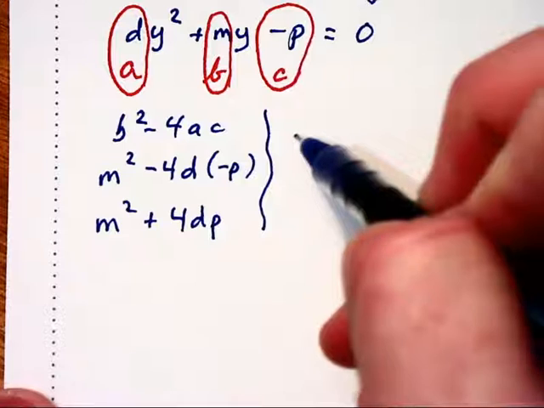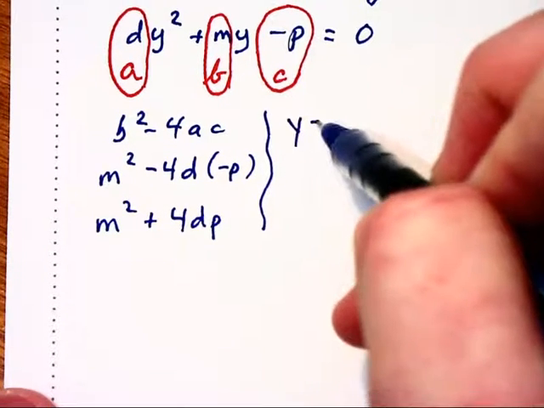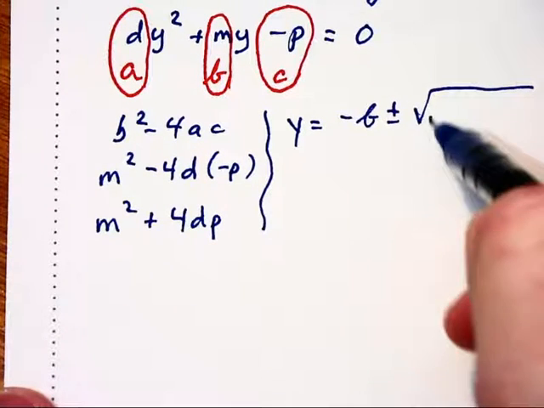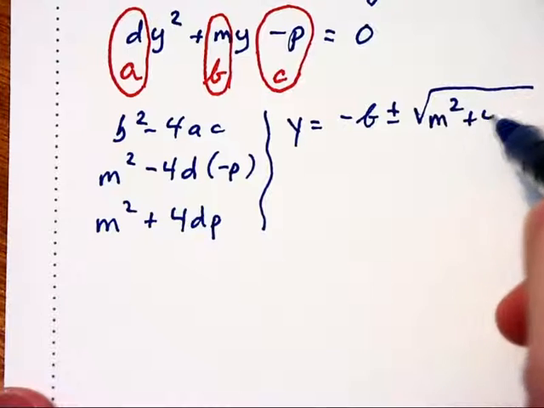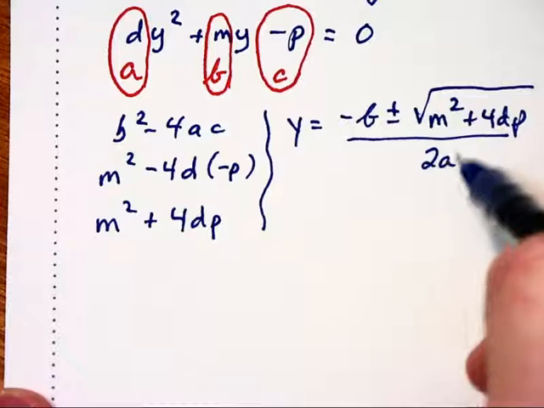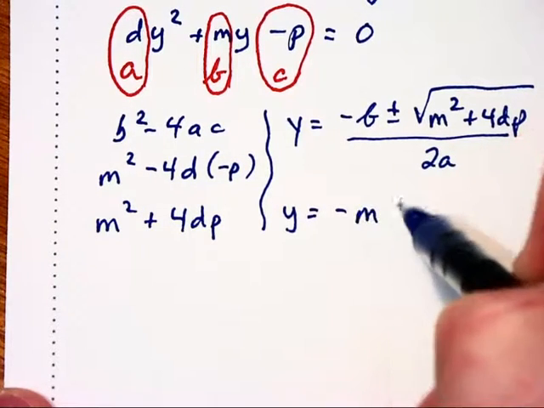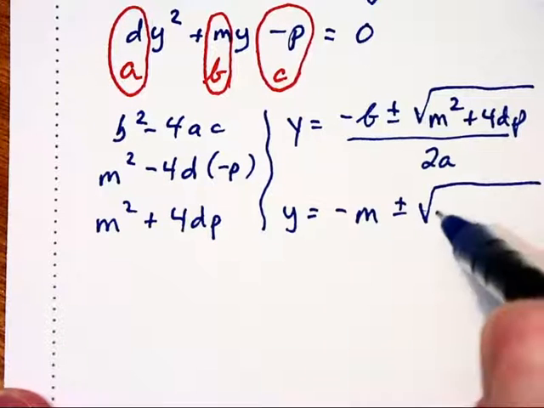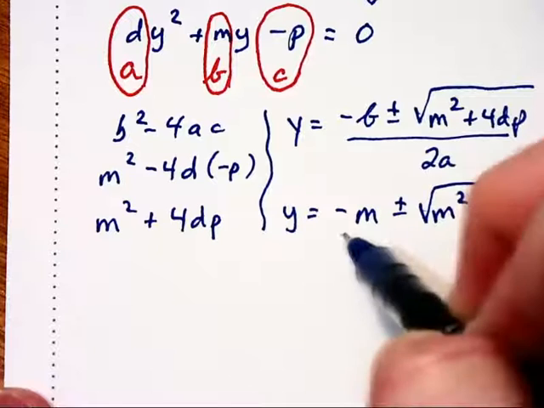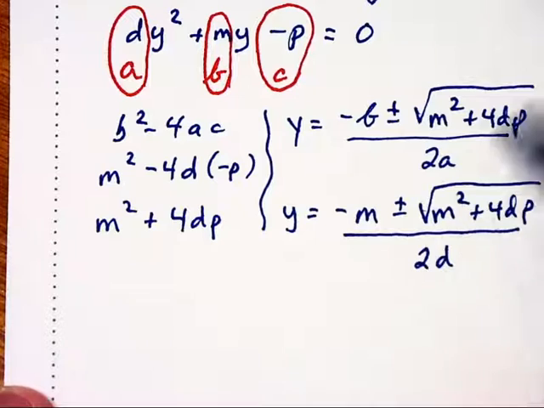Moving on, we can now write, instead of x equals, y equals negative b plus or minus the square root of this expression we just found, m squared plus 4dp, all over 2a. Changing our variables out, we're going to have negative m plus or minus the square root of m squared plus 4dp, all over, instead of 2a, 2d. That is the solution.